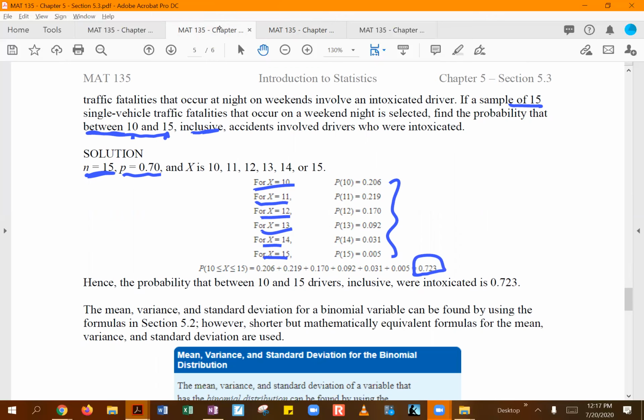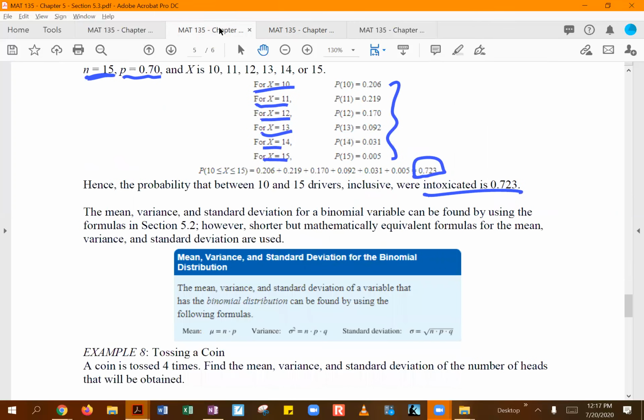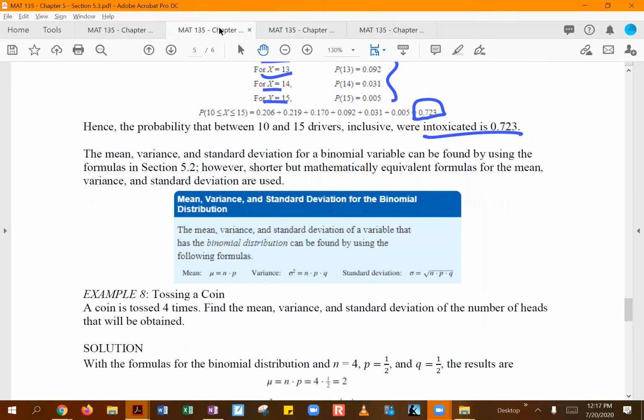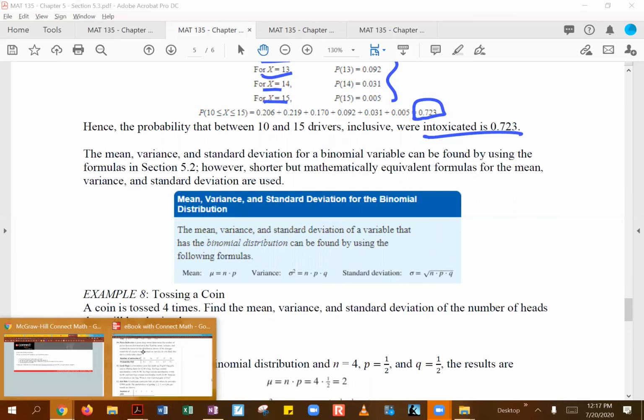Again, it's higher than 0.5 or 50%. So we're saying the probability that between 10 to 15 drivers who were in a traffic fatality would also be intoxicated is 0.723. So yeah, really bad probability over there. So let's take a look at some examples on calculating these binomial probabilities, and then we'll come back and talk about the mean, variance, and standard deviation.